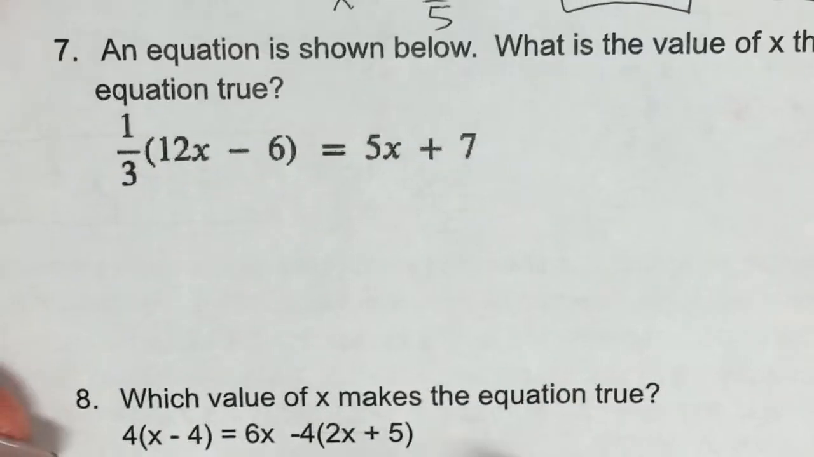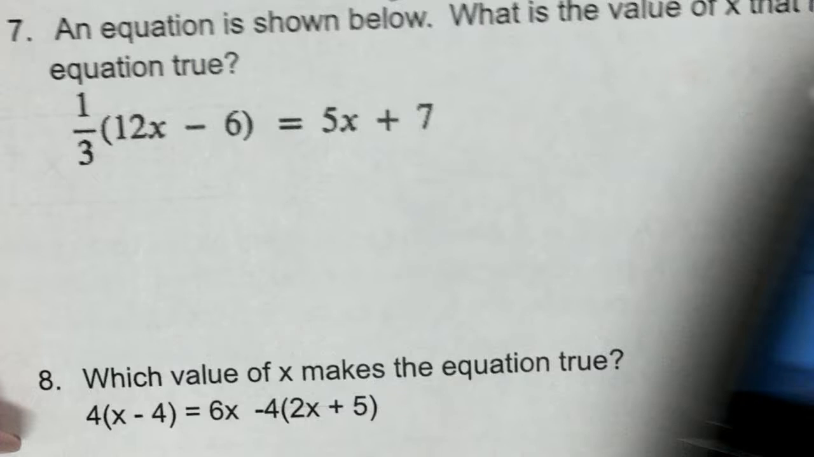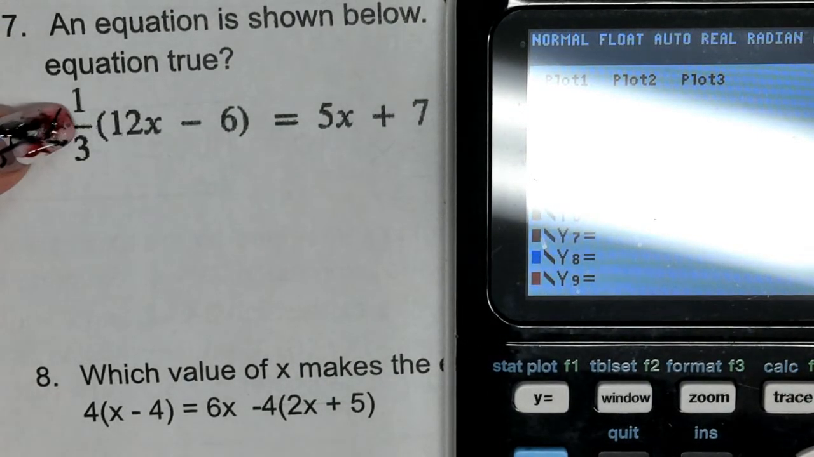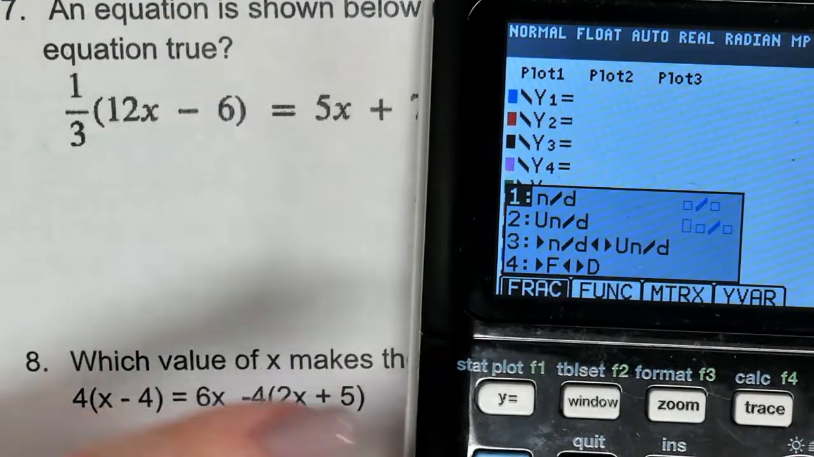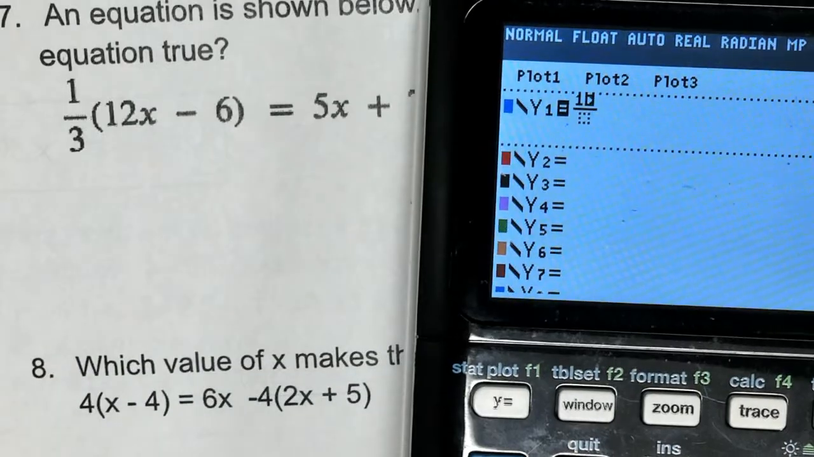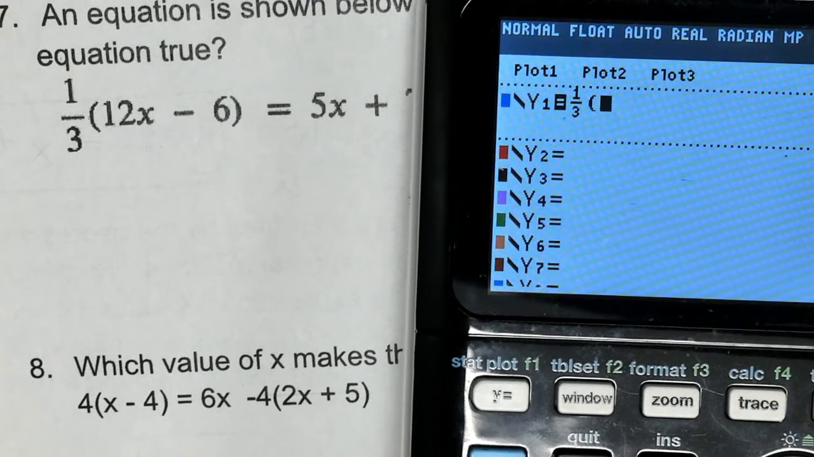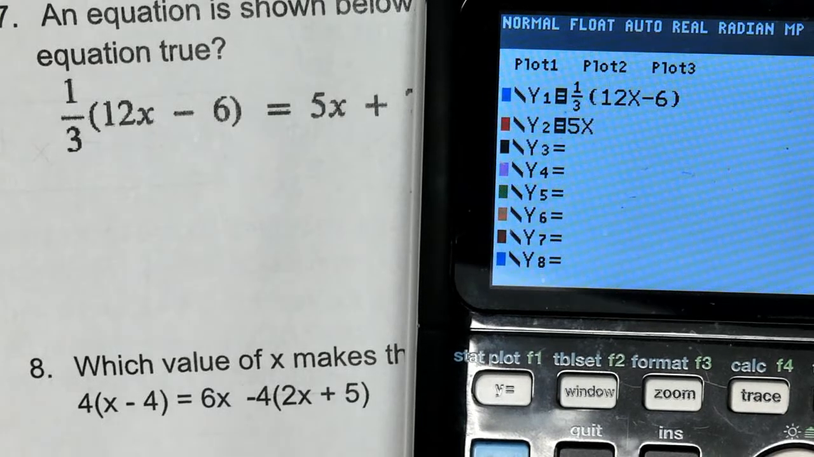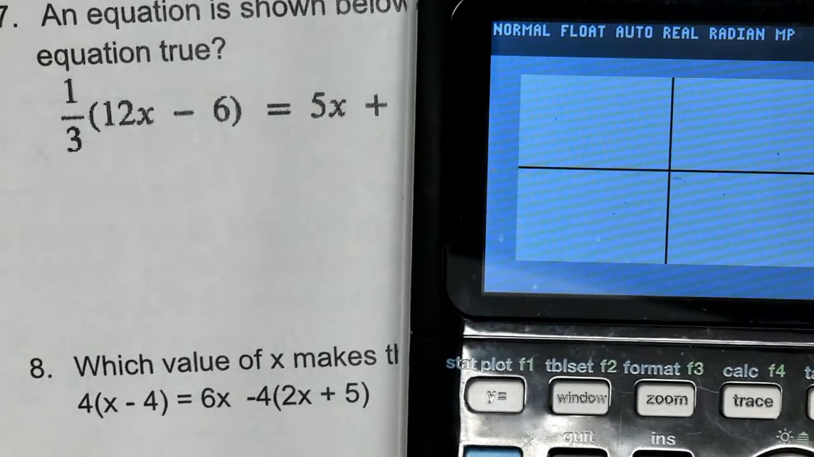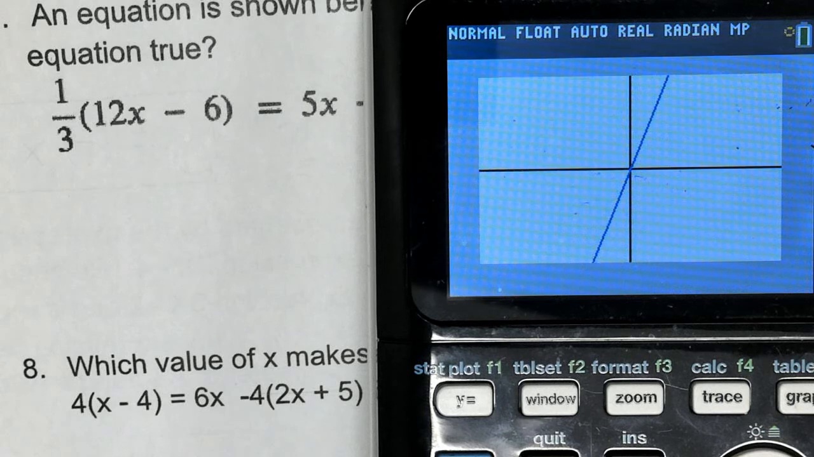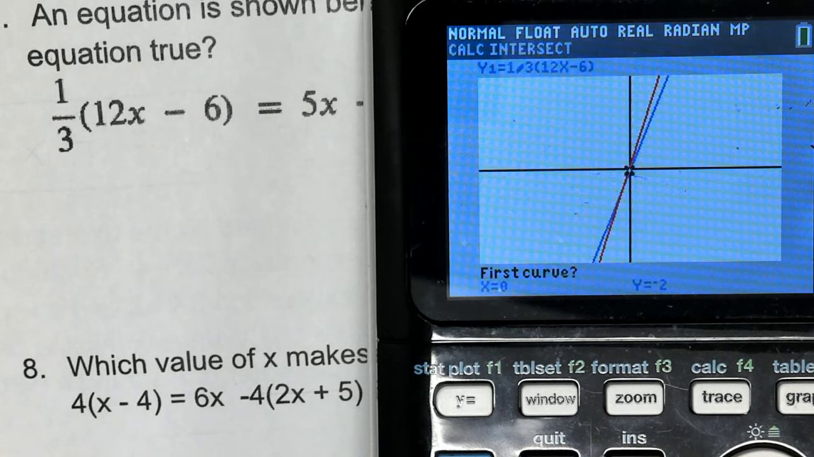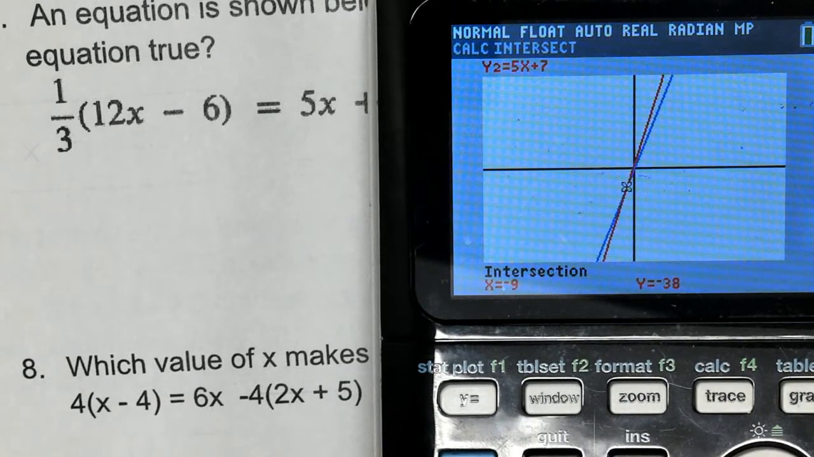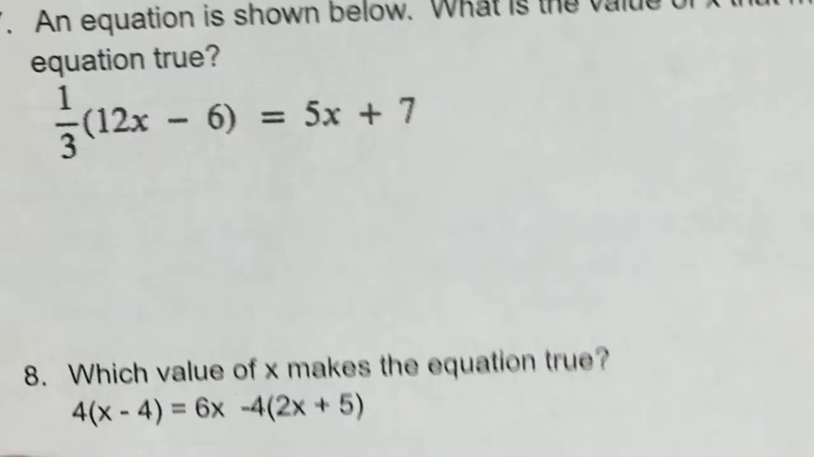All right, moving on. Can I solve this one in my calculator? Yes, so let's go. Y equals. Okay, how do I put in a fraction? Alpha y equals option 1. So I have 1/3 tab out, open parentheses, 12x minus 6, close parentheses. Then 5x plus 7. Second trace, option 5. Enter. Oops. Second trace, option 5. Enter, enter, enter. And I get x equals negative 9.